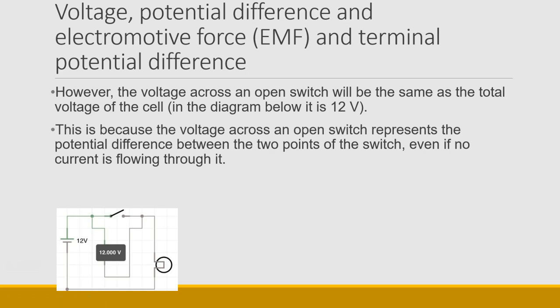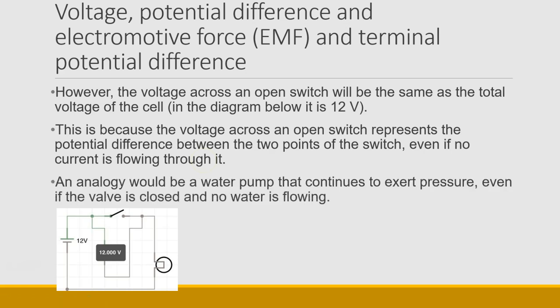The reason is that the voltage across an open switch represents the potential difference, that voltage drop between 2 points of the switch, even if no current is flowing through it. So an analogy would be like a water pump that continues to exert a pressure, so that water is exerting a pressure on the valve, even though the valve is closed, so no water is flowing through it. So on the one side of the valve, we have full pressure, and on the other side, because no water is allowed to travel through, we have zero pressure.